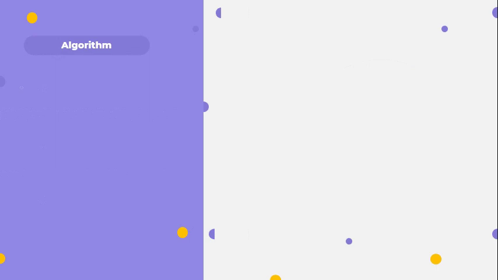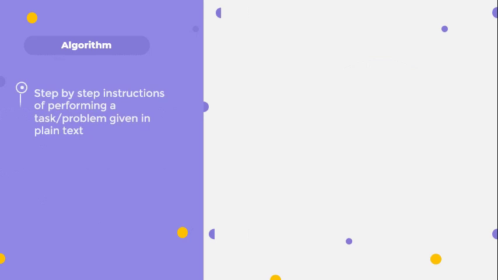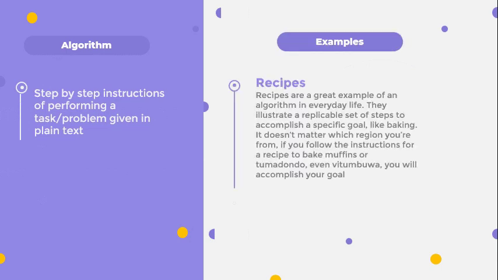Now, when it comes to an algorithm, what is an algorithm? Simply put, these are just instructions that you are given to solve a problem or perform a task. However, these steps have to be performed in a sequence. We have a great example, a recipe. Recipes are a great example of an algorithm in everyday life. They illustrate a replicable way of doing some tasks in a day.